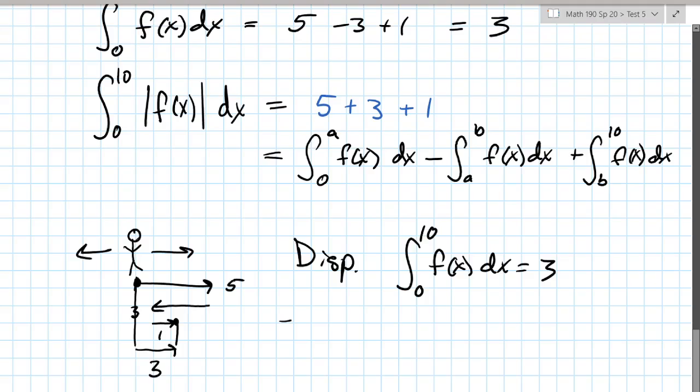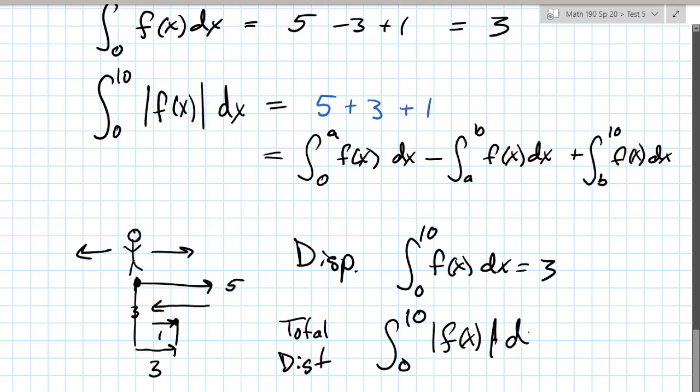On the other hand, if we want to know the total distance traveled, then that's going to be the integral from 0 to 10 of the absolute value of f of x dx. So we've traveled 5, we've traveled 3, and we've traveled 1. That adds up to 9. So displacement is how far away you are from your starting point, and total distance is how far you have traveled along a number line. You can kind of think of it that way.